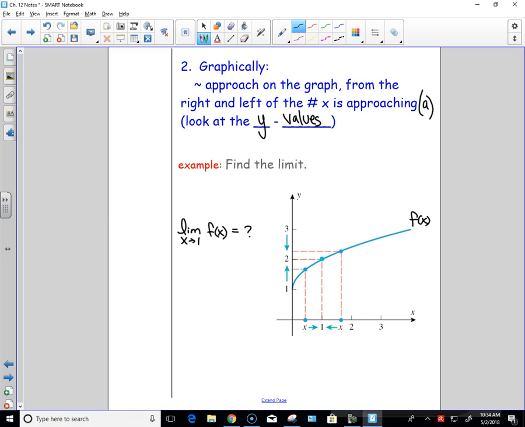I'm going to approach on the graph from the right and the left of the number x is approaching, looking at the y values and asking myself the question: are my two drivers approaching the same location? Whether or not they're going to get in and get breakfast or not. In a sense, are they going to meet? That's a hard question, but are they headed to the same place? Are they going to be in the same parking lot? Are they going to be walking up to the same diner?